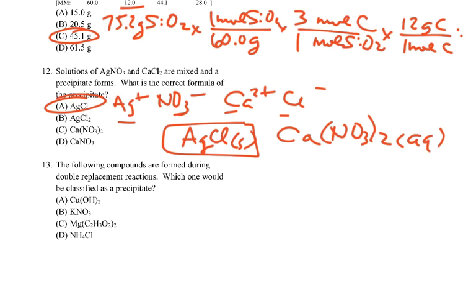Okay, which of the following compounds are formed during double replacement reactions? Which one would be a precipitate? So this means use your chart and look at the chart. Now I know it's not KNO3 because potassium compounds are always soluble, and I know that acetate compounds are soluble, and I know that ammonium compounds are soluble. So if I look those up in my chart, they're all going to say AQ, where they're mixing. The answer is copper hydroxide. That'll say solid on the chart.